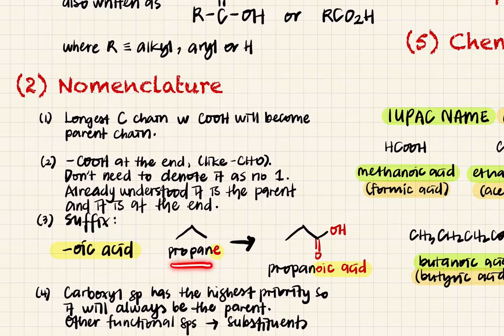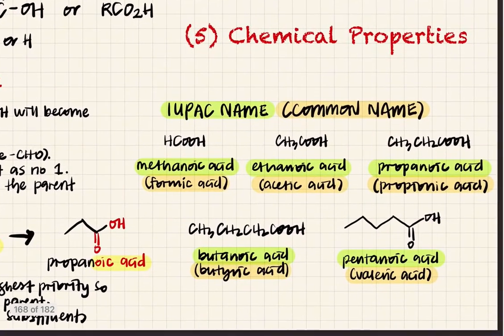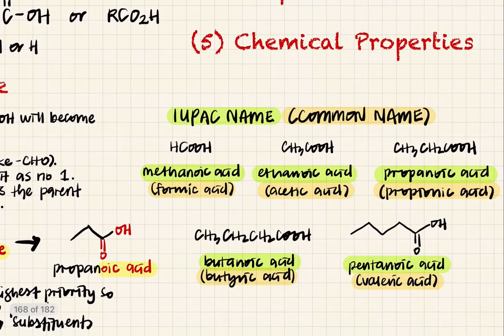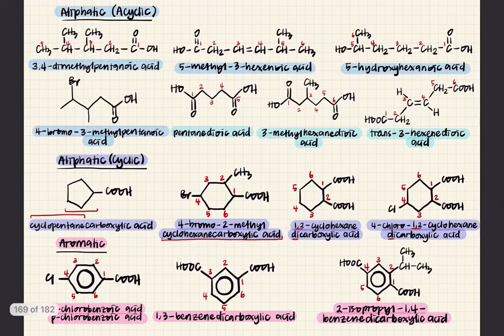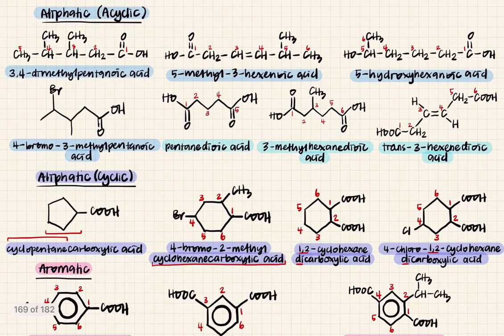So let's say if you have propane and you change it to COOH, you will name it as propanoic acid. So oic space acid. These are the IUPAC names and the common names in the bracket. You need to know until carbon 5, which is pentanoic acid or valeric acid. Now we look at the names and structures of your different carboxylic acids.